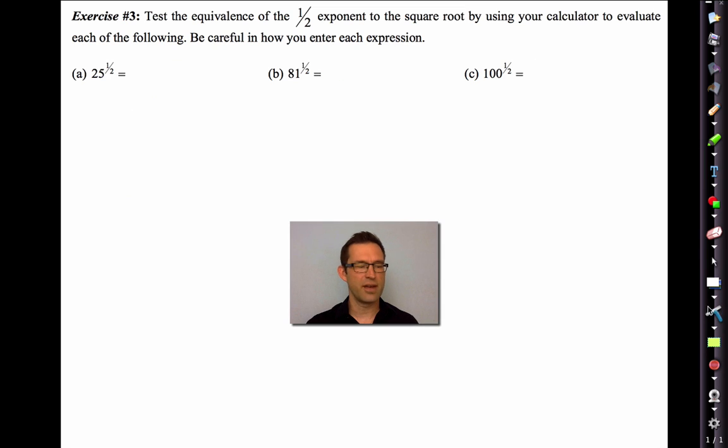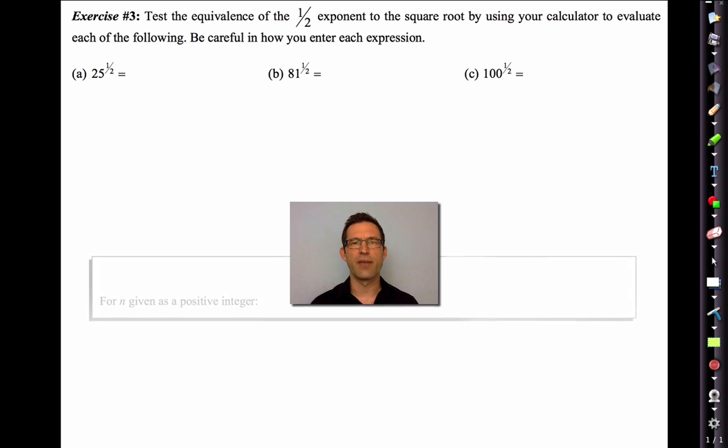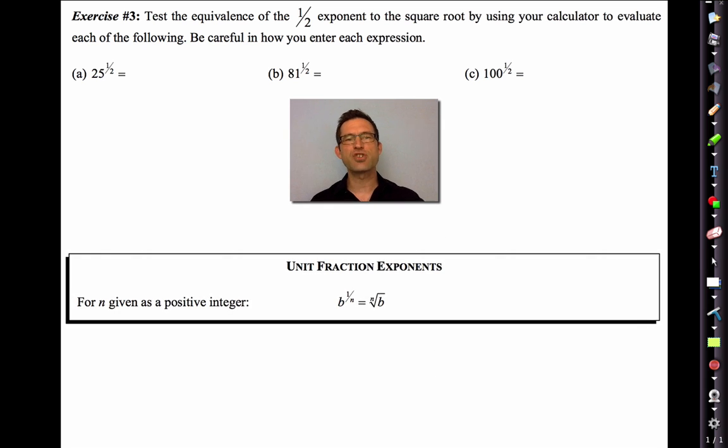All right, let's clear it out. So let's summarize. Make sure that we really have this. Unit fraction exponents. For n given as a positive integer, b to the 1 over n is simply its nth root. Now all we've done is worked with square roots so far, but pretty soon we'll be working with cubed roots and other ones as well.